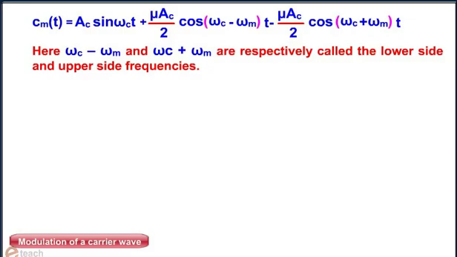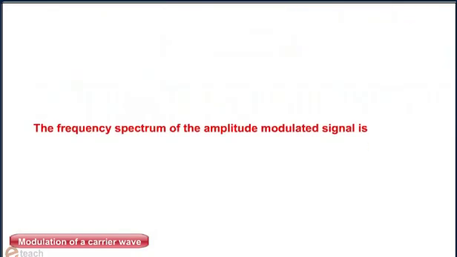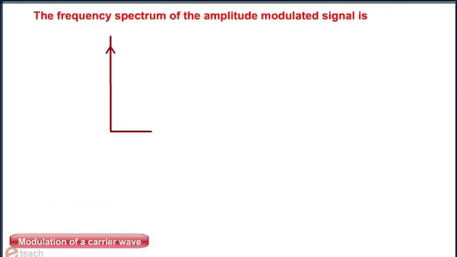upper side frequencies. The modulated signal now consists of a carrier wave of frequency ωc plus two sinusoidal waves, each of frequency slightly different from the carrier, known as side bands. The frequency spectrum of the amplitude modulated signal is shown above.